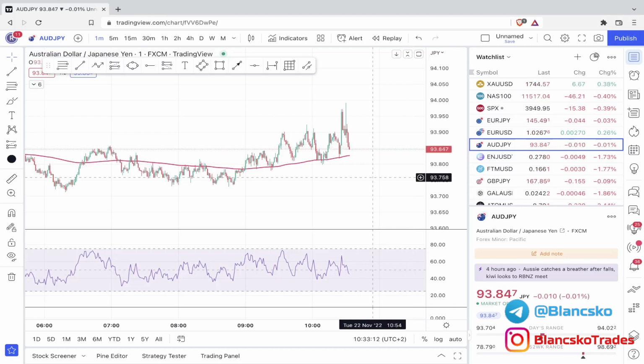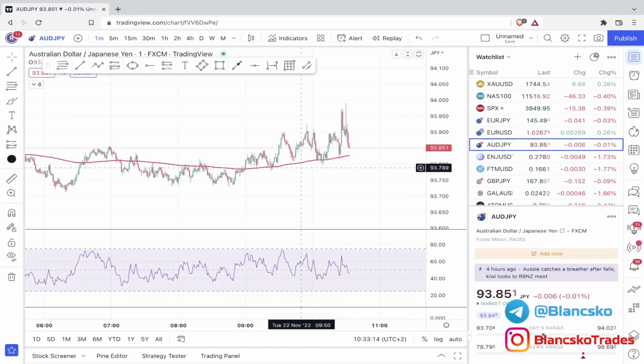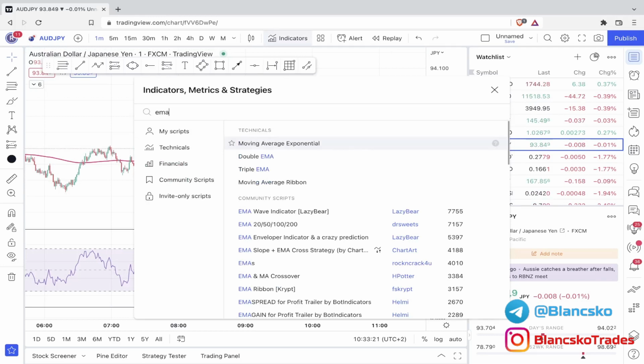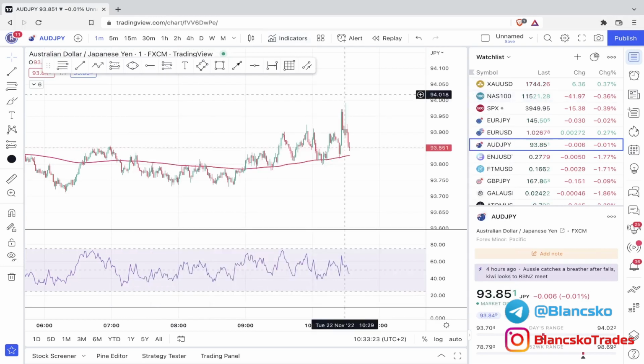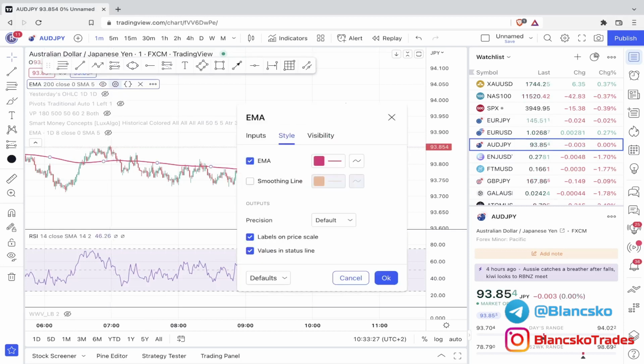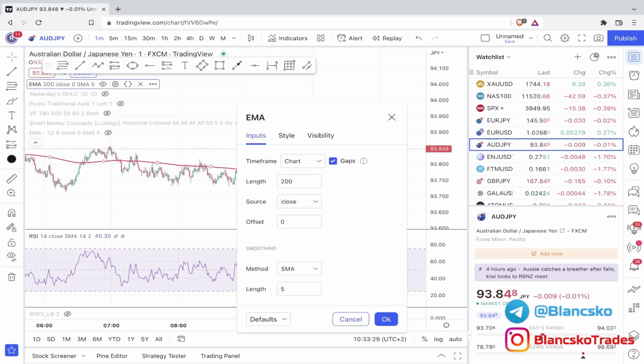What do we need for this strategy? We need two indicators, the 200 EMA and the RSI. Let's add the EMA first. So we go and search EMA, moving average exponential. We double click it, and then we will go on the EMA settings and we'll make sure that the length is set at 200.